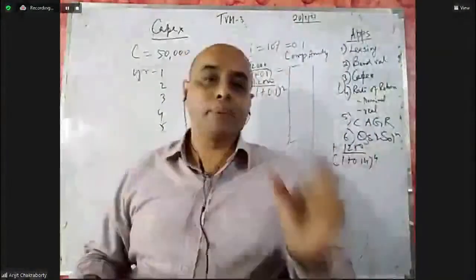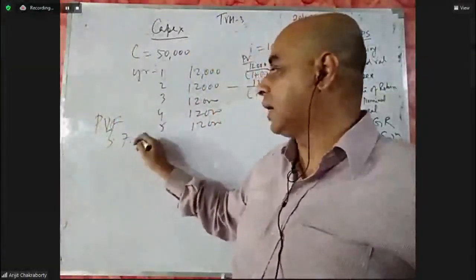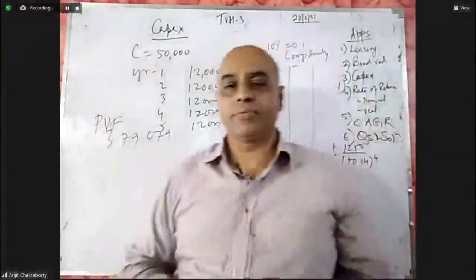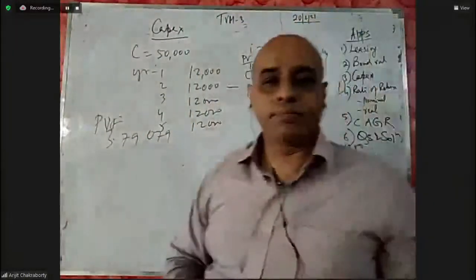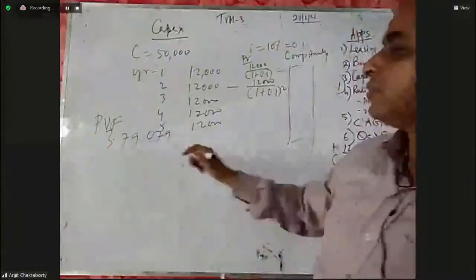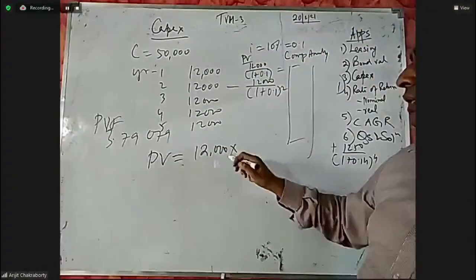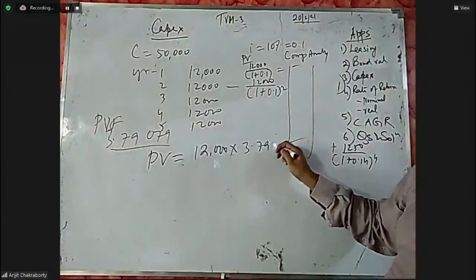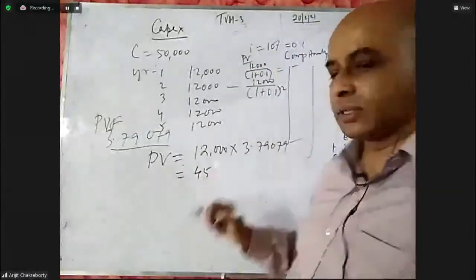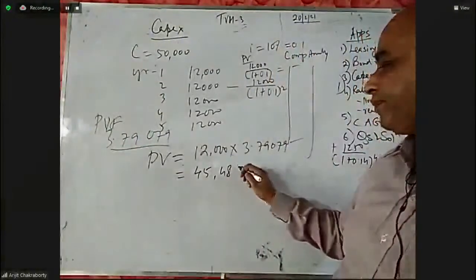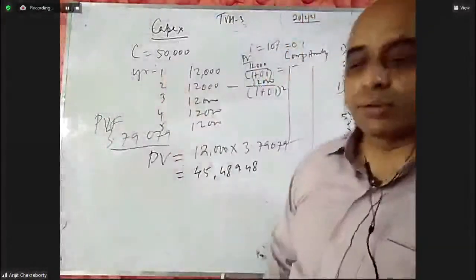Now, in this problem, the present value factor, PVF, is given, and the PVF is equal to 3.79079. So it simplifies our calculation. 12,000 is the benefit I'm getting per year. And if I know the present value factor, then the total present value of all the benefits which I'm getting is 12,000 into 3.79079. If you just calculate it, you will get 45,489.48, which means that the cost is 50,000, right?